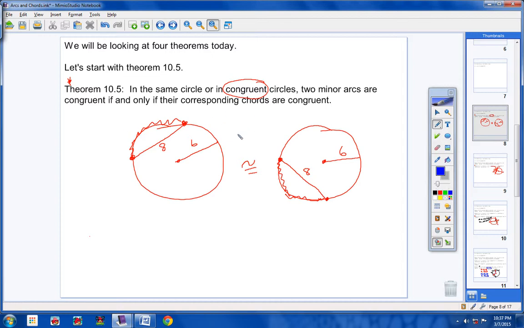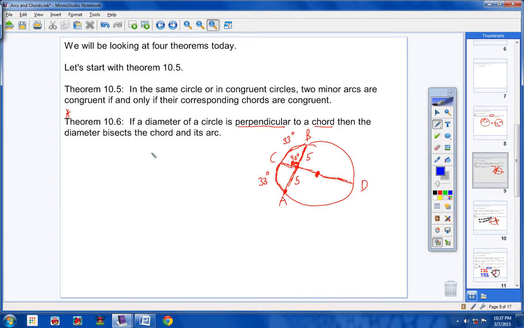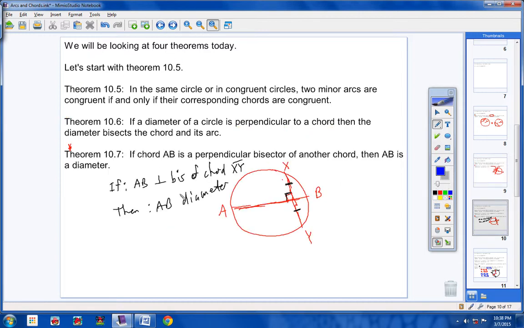Then we looked at this: if a diameter is perpendicular to a chord, the diameter bisects the chord and the arc. If a diameter is perpendicular to the chord, it cuts the chord in half and it cuts the arc in half, okay? Then we looked at this. If a chord is perpendicular to another chord and it cuts it in half, then that chord is the diameter. The chord that's doing the bisecting is the diameter.